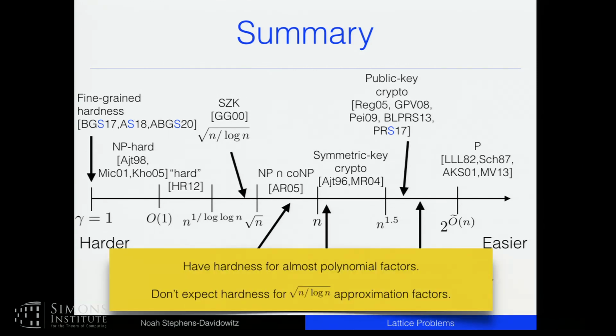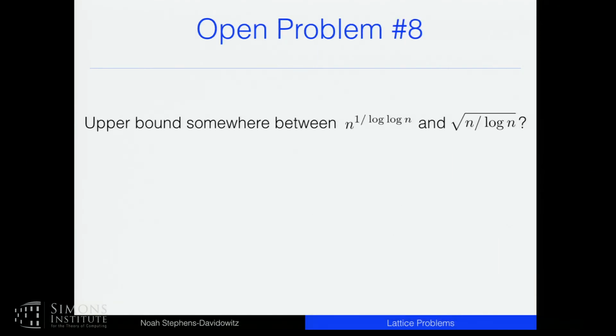But I guess like the 30,000-foot summary is that we know hardness for almost polynomial factors. We know fine-grained hardness for like near exact, like small constant factor approximations, and we don't expect hardness for root n over log n. So you might guess what the open problem would be. One obvious open problem is to do something between this upper bound and this lower bound. Been this way for quite a long time.